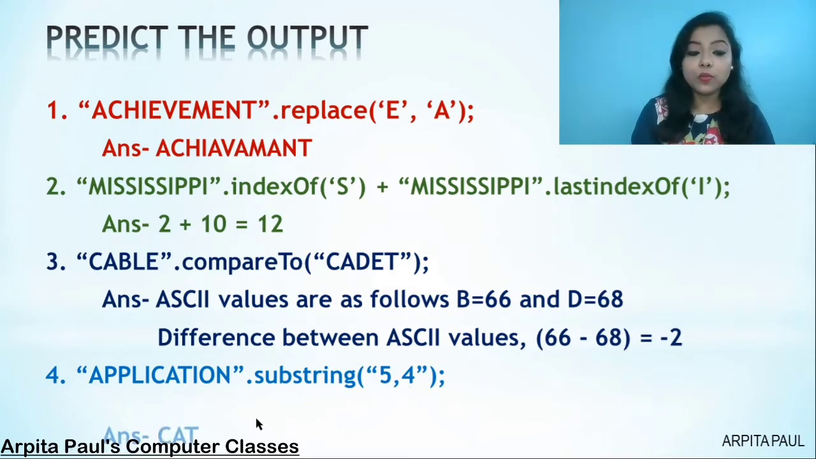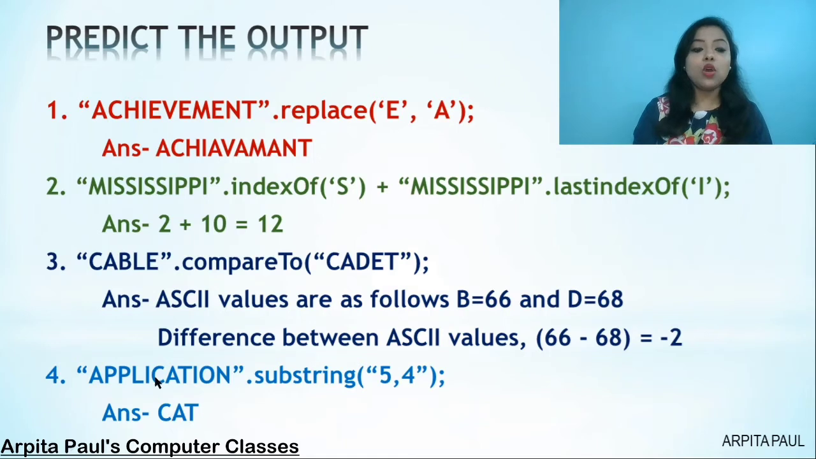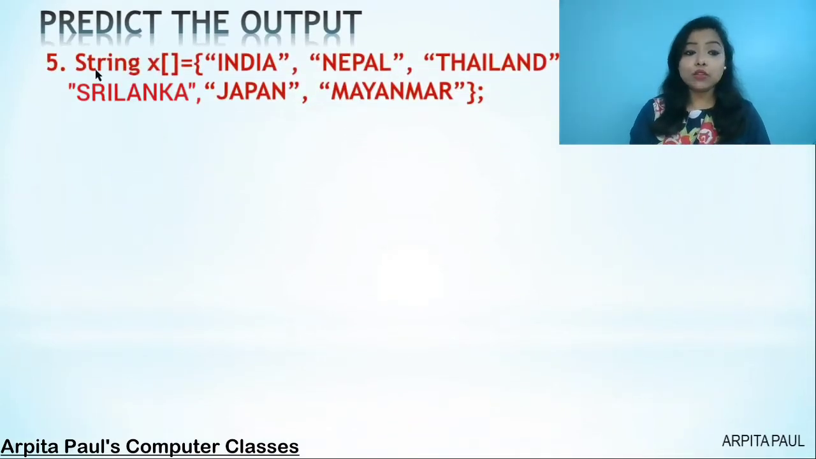That means 3 characters from the 5th index it will print. So what will be the output? The output will be cat. That means it is starting from C. As C is present at the 5th index, it will continue up to T, because we have mentioned 4, that means one character less. Up to one less character it prints. So CAT, 3 characters from the 5th index, is cat. So the output will be cat. Okay. Now let's move on to the next one, that is question number 5.